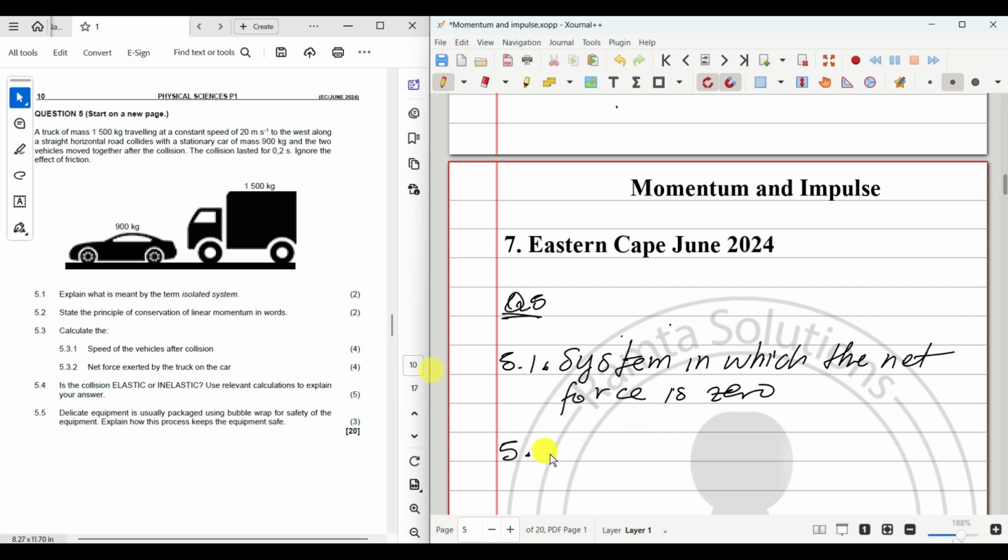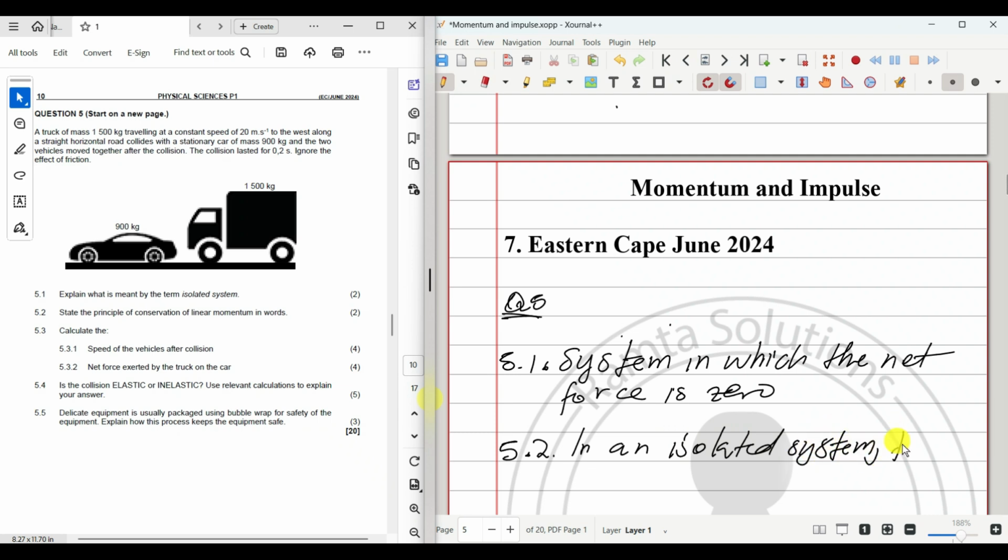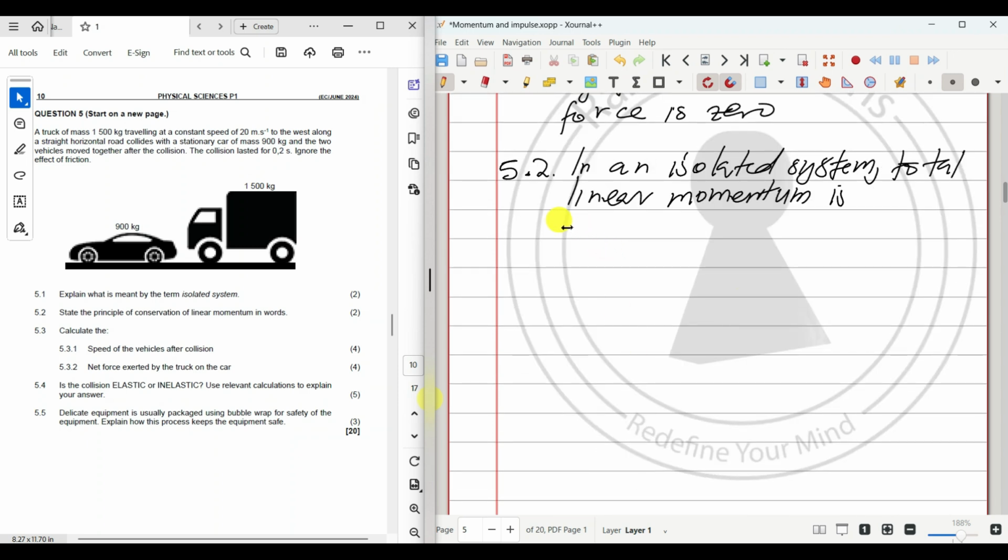That's your isolated system. 5.2, state the principle of conservation of linear momentum in words. It says in an isolated system, the total linear momentum is conserved. Total linear momentum is conserved. Okay, guys? Perfect.